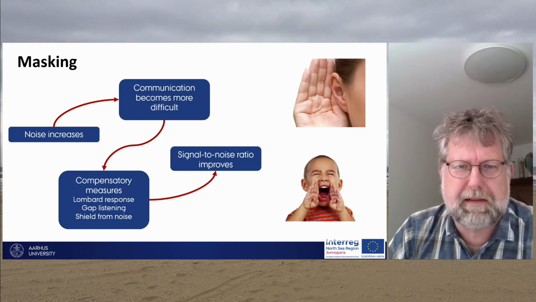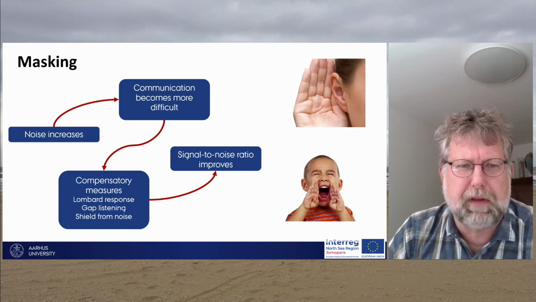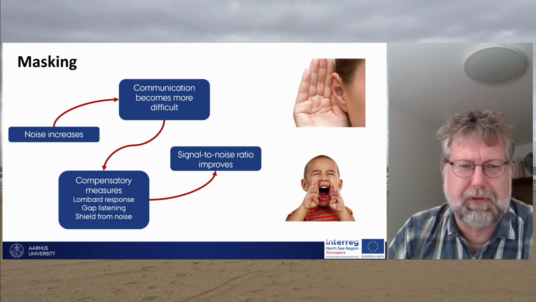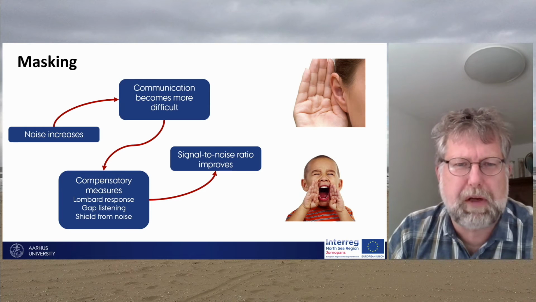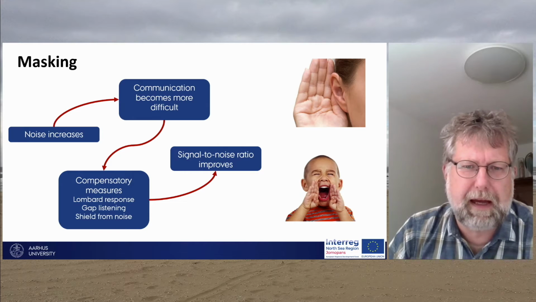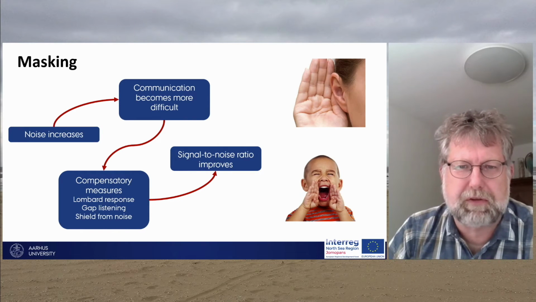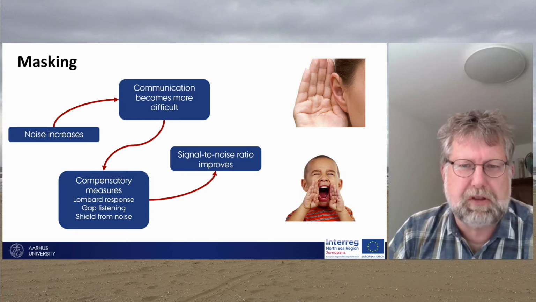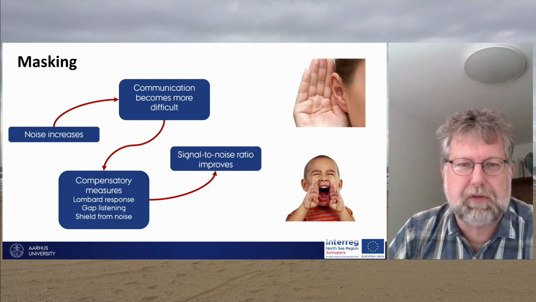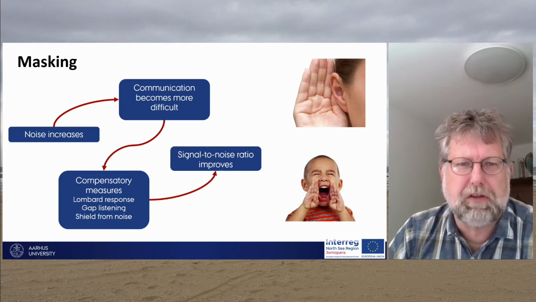Masking is in many ways more straightforward because it's more closely related to physics, because we have an effect of noise in the surroundings increasing. That means that it becomes more difficult to communicate. But then animals, as well as ourselves, have compensatory measures. We can put a hand behind our ear. We can start shouting and so on. And that will improve the signal to noise ratio and mean that we can continue to communicate.